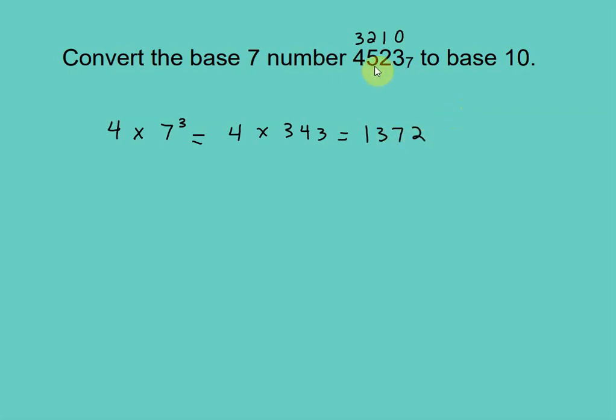Now we're going to go to our next digit, which is a 5, and we're going to multiply it times 7 to the 2nd power, because that's the number that's above our 5. Okay, so 7 squared is 49, and so we would do 5 times 49. And that gives us 245.